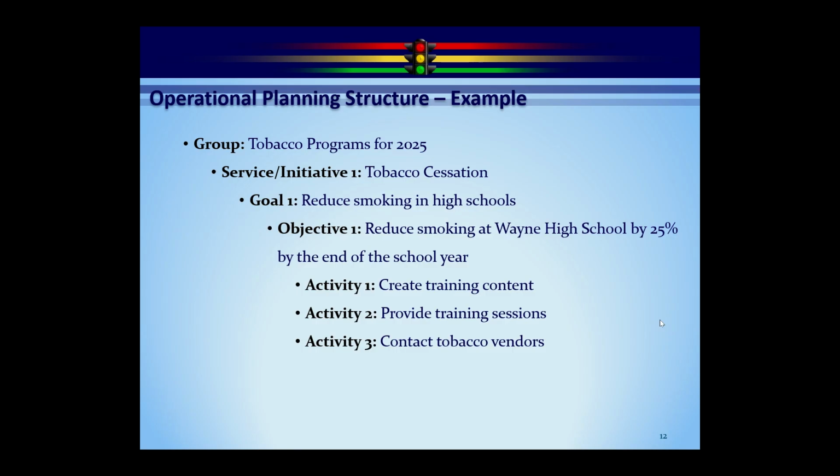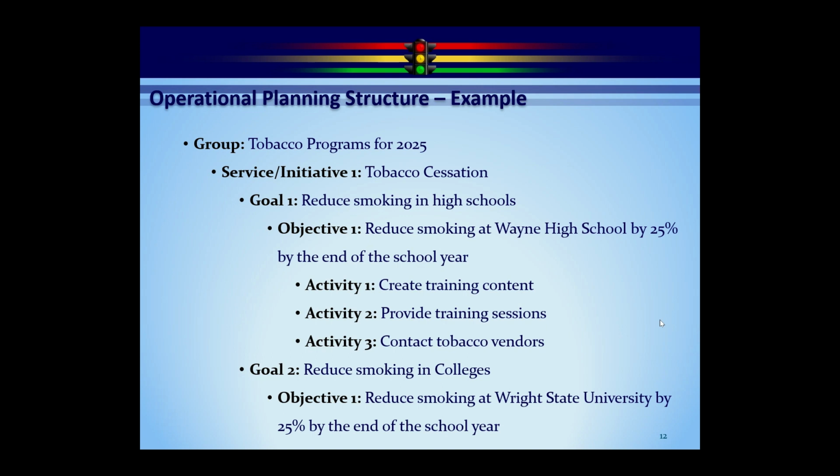Our goal, reduce smoking in high schools. We could have reduced smoking in a lot of places. For instance, we might have another goal of reduce smoking in colleges. Now, underneath that, then we're going to have the objective and the activities. In this case, our objective might be reduce smoking at good old Wright State University by 25% by the end of the school year. And then you can imagine underneath that, we'd have similar activities to get us there. So these plans can replicate. And if you get a really big plan, like a strategic plan, it can have lots and lots of replications and literally up to hundreds of activities in the plan here. So this is the example plan.